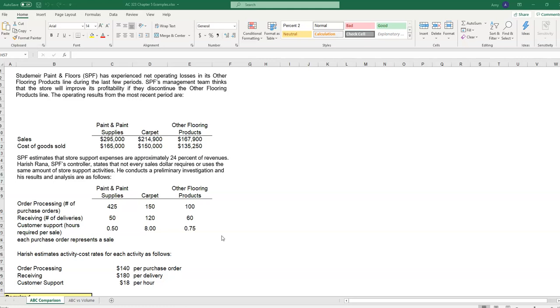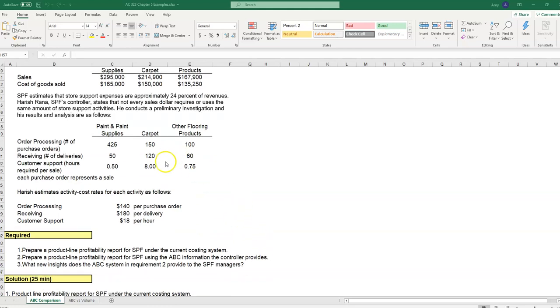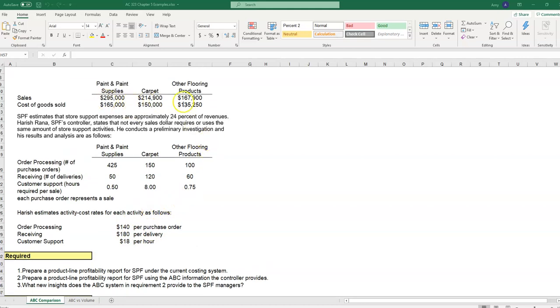the controller has done some calculations and determined what activities we might have. So what we're allocating is the store support, order processing, receiving, and customer support phone calls. So when we look at this information, we have the activities, the use of activities, what the price per activity is, what their current sales and cost of goods sold are. They currently estimate store support at 24% of revenues. So that's their allocation rate under current methods.